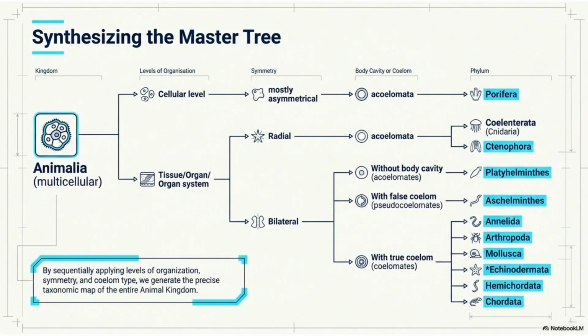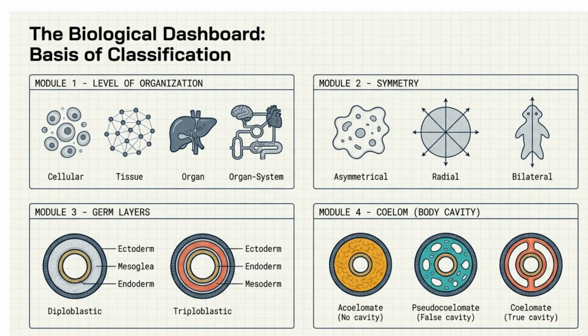Synthesizing these pillars creates a master taxonomic tree of the animal kingdom. By applying the levels of organization, symmetry, and coelom types sequentially, we can map the precise classification of each phylum. This dashboard summarizes the basis of classification. It illustrates the progression from cellular to organ system organization, the 3 types of symmetry, diploblastic versus triploblastic germ layers, and the 3 coelom types.